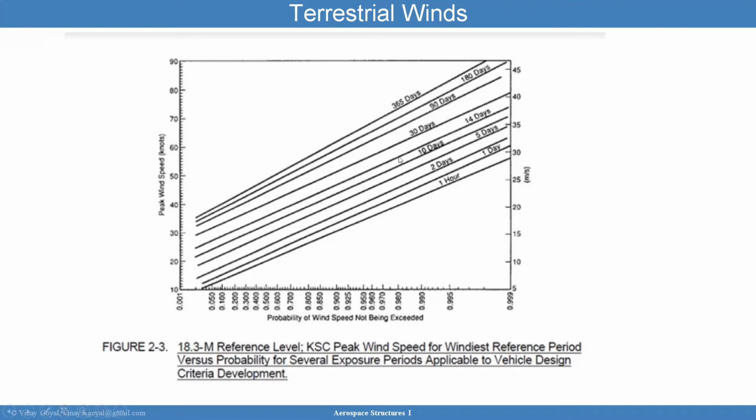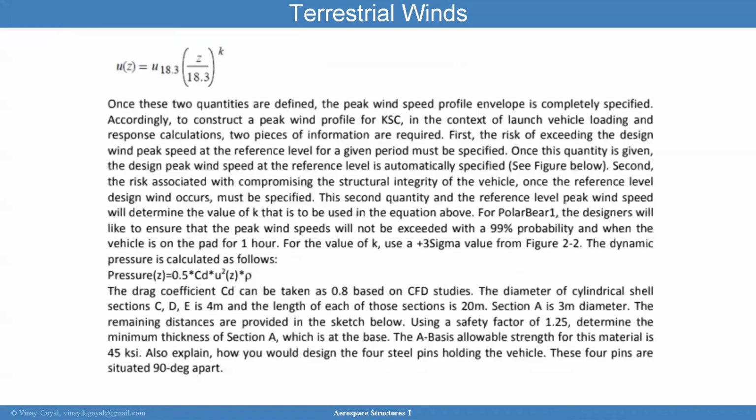I want you to note that this is based on statistical data and has been measured over time, and you can find that information. So, secondly, the risk associated with compromising the structural integrity of the vehicle once the reference level design wind occurs must be specified. So, the second quantity and the reference level's peak wind speed will determine the value of K that is to be used in the equation here.